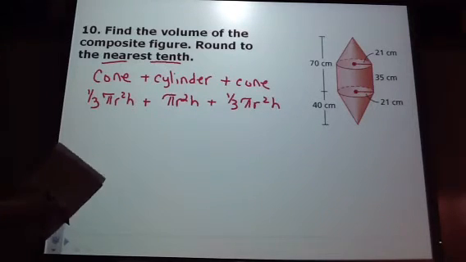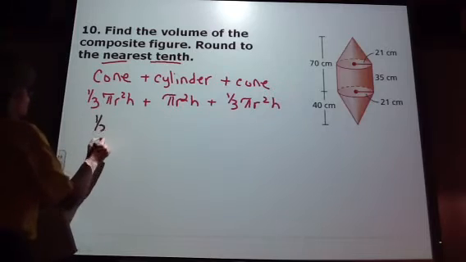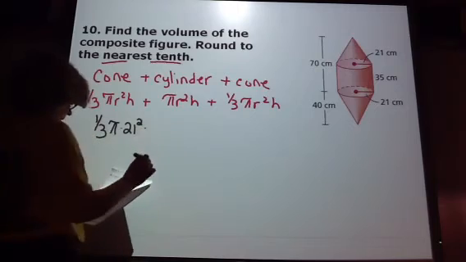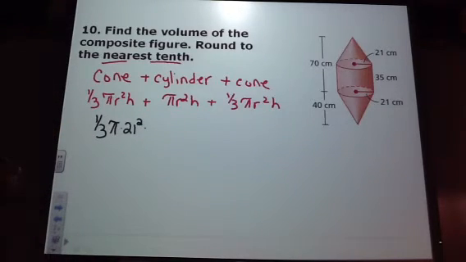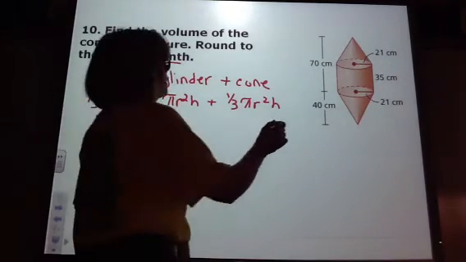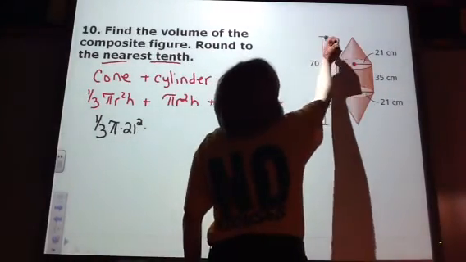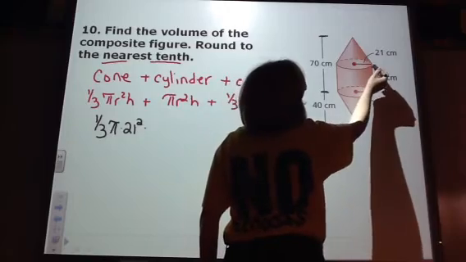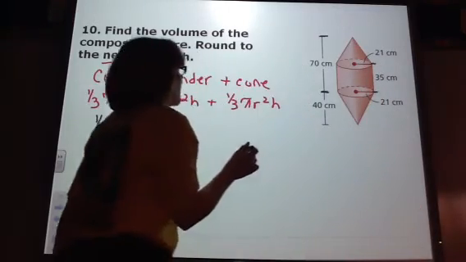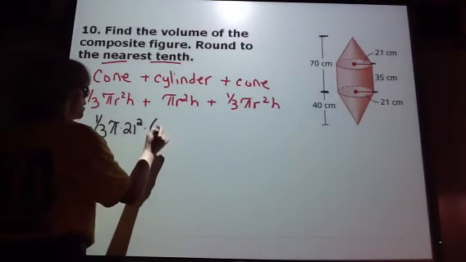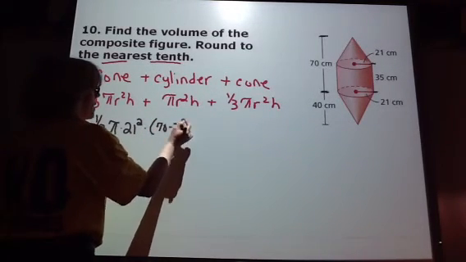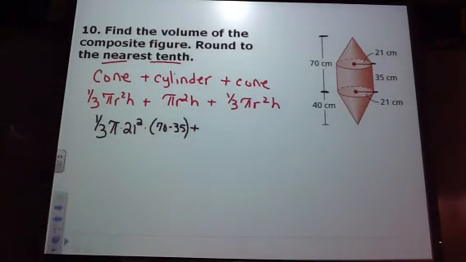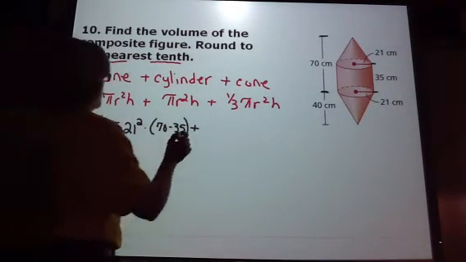All right, so we have 1/3 pi. Our radius is 21 squared, and our height is, well, if this segment is 70, and the height of this cylinder is 35, to find the height of that top cone, you're going to take 70 minus 35. Okay?